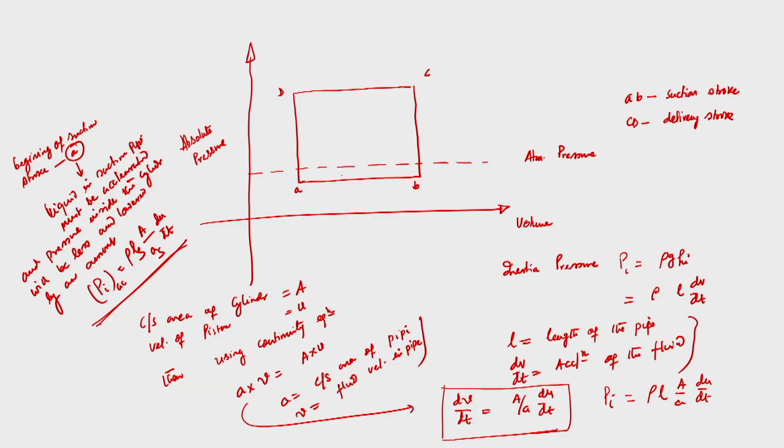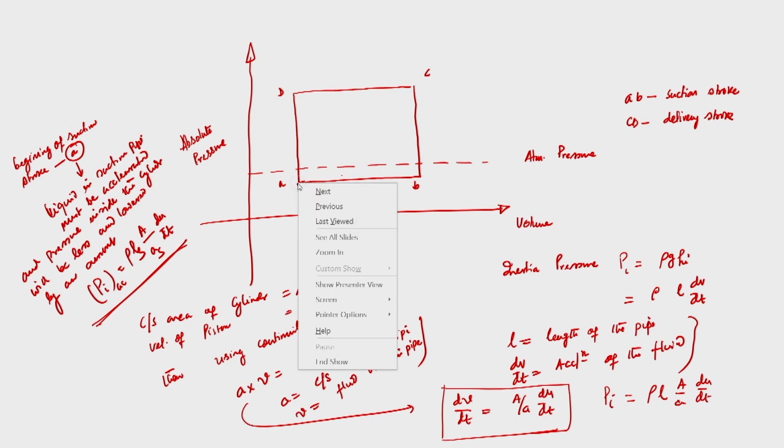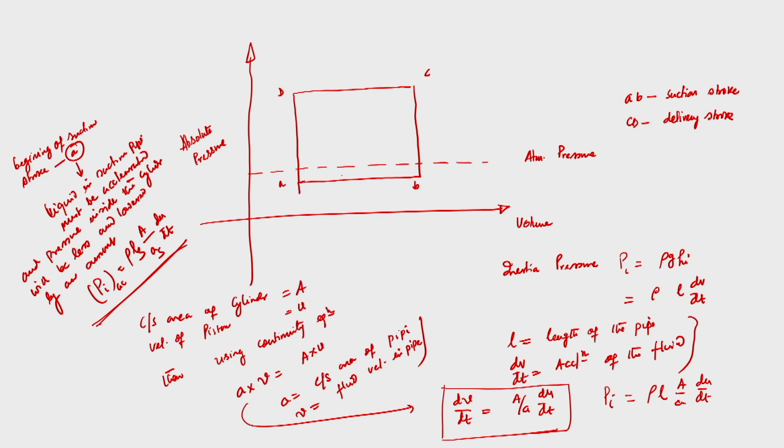If I plot it on this diagram from point A, the pressure will be lowered by an amount up to here. So the pressure inside the cylinder must be lowered by this amount, let us say A E.